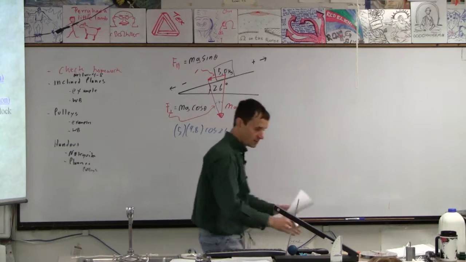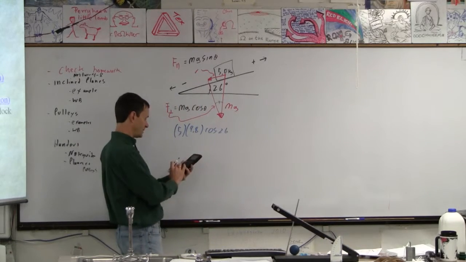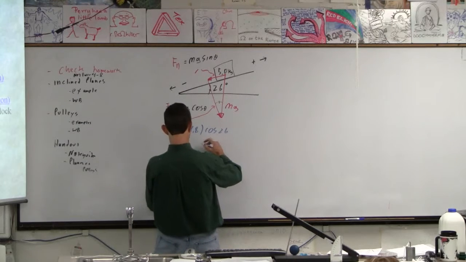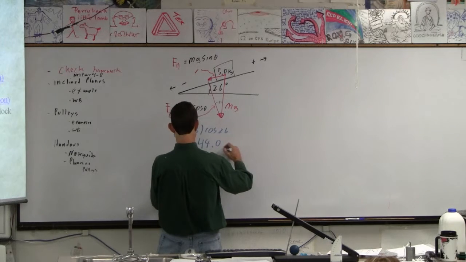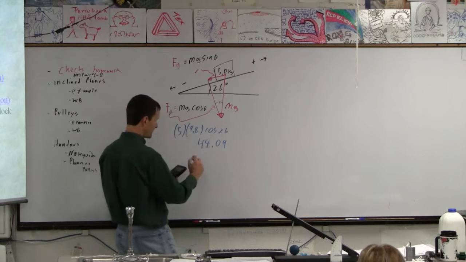Yeah? And we have 2 sig figs, so we're going to write down 4 sig figs, and that'll be enough. 5 times 9.81 times cos. I encourage you to calculate along with me, because that will keep you awake. 44.09 is what I think. Newtons.